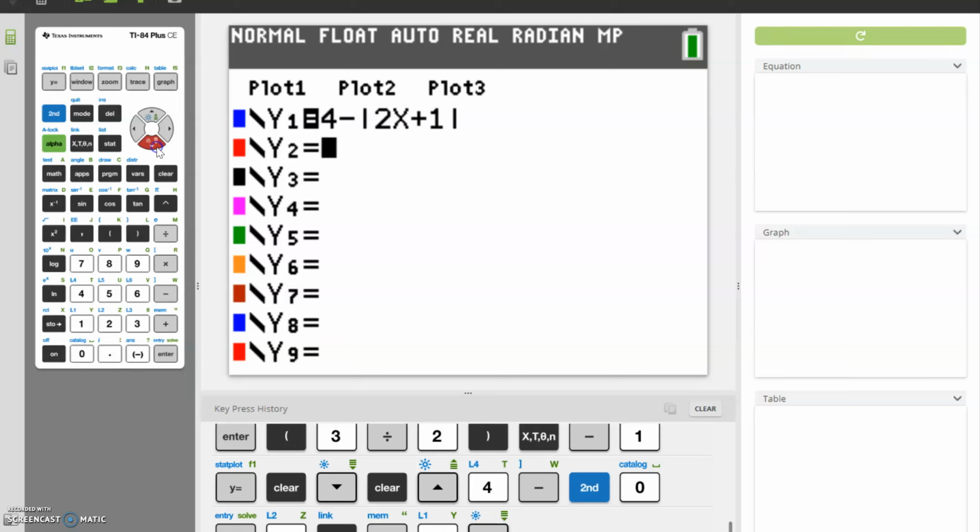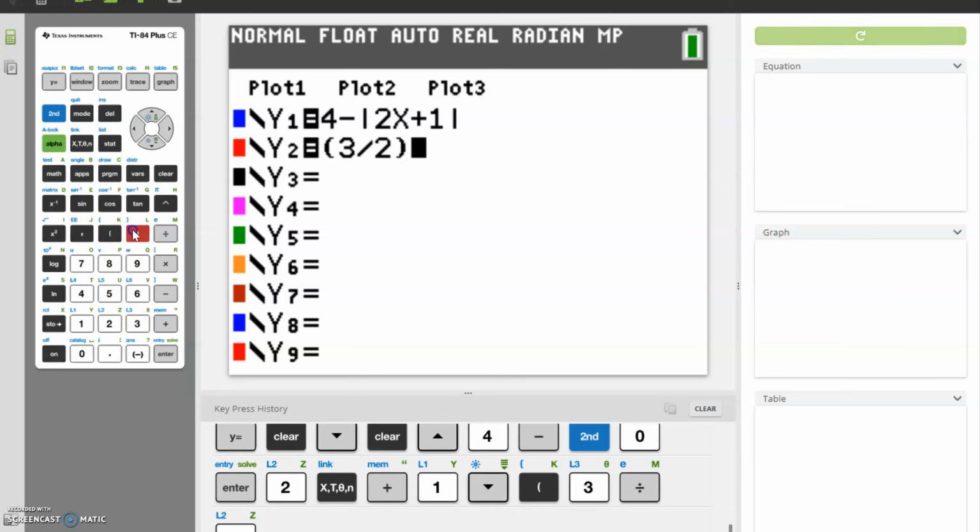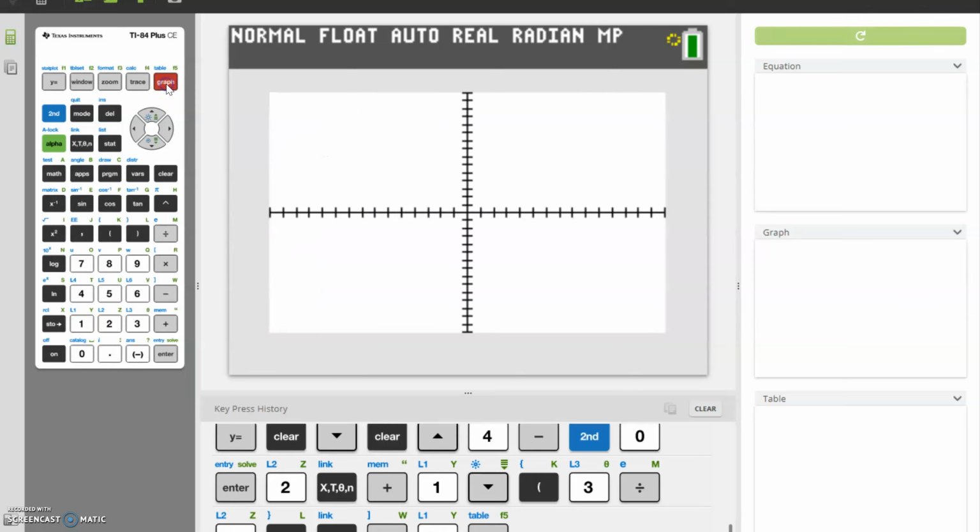And then I'm going to arrow down to the next line to write what I had on the right-hand side. So I'm going to do 3 halves in parentheses. You don't have to do that if you don't want to. Followed by the x, and then minus 1. From here, we'll go ahead and graph these, and we'll see if our window fits okay.